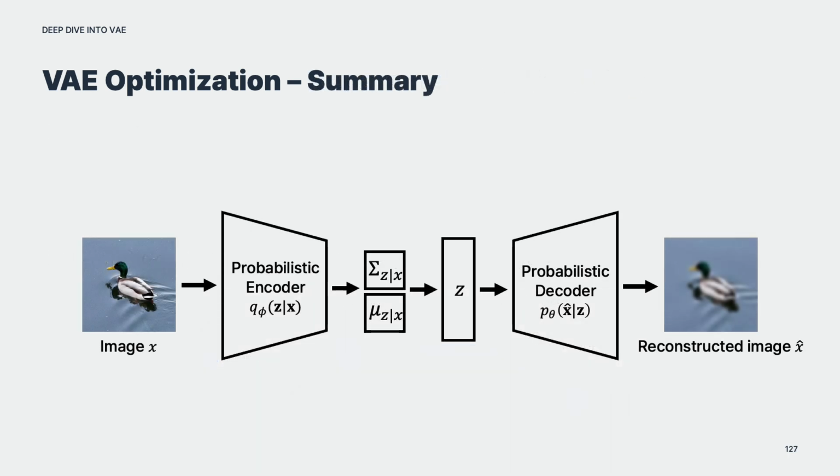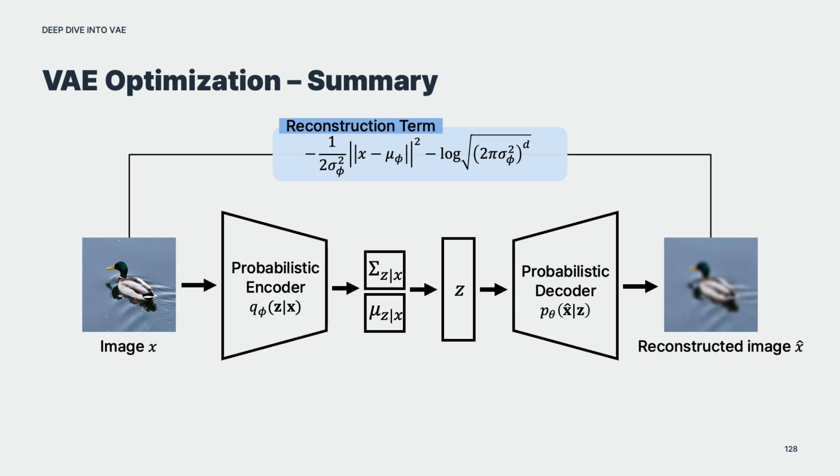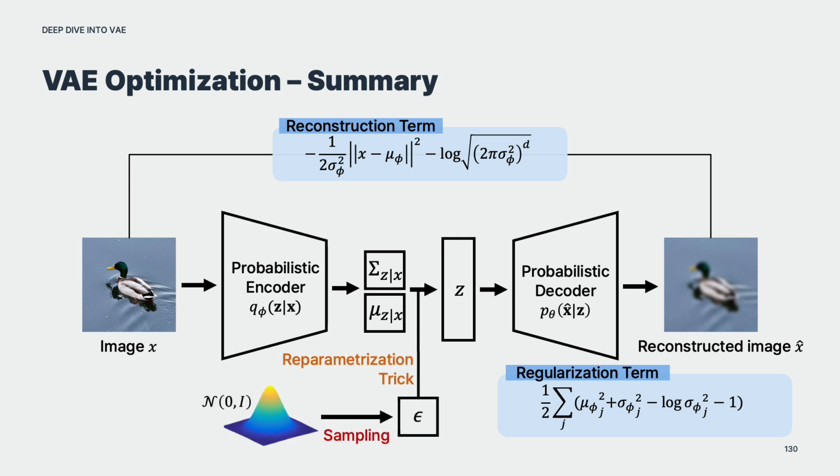Okay, so this is how the VAE is optimized. To summarize, given an input image, we train the VAE by reconstructing that image, optimizing the ELBO, which consists of two key components, the reconstruction term and the regularization term. In order to allow gradient to flow back through the encoder, we apply the reparameterization trick, which enables backpropagation through the stochastic sampling process. This completes the full optimization pipeline of VAEs.